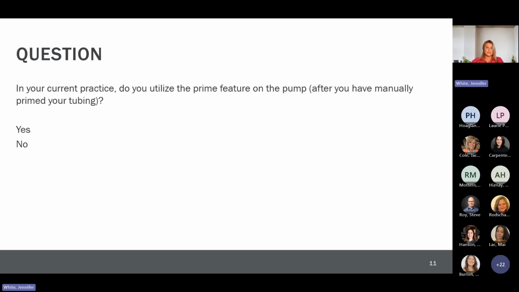Another question is, in your current practice, do you utilize the prime feature on the pump after you've manually primed your tubing?